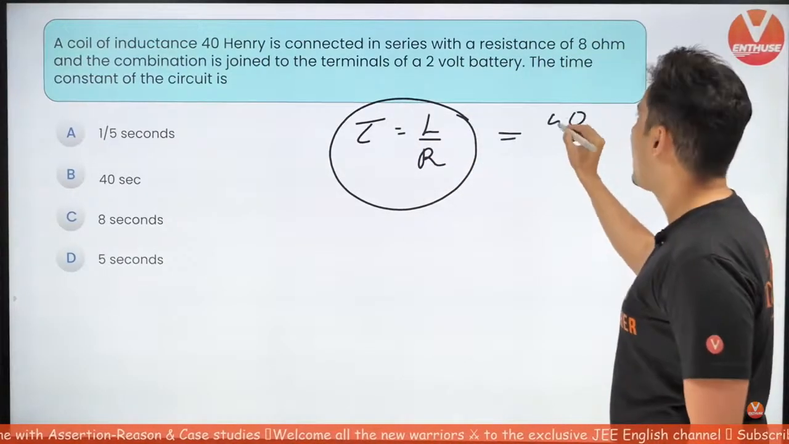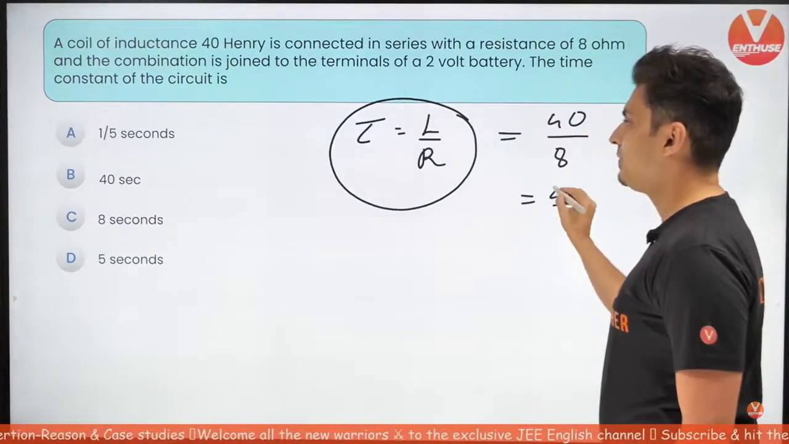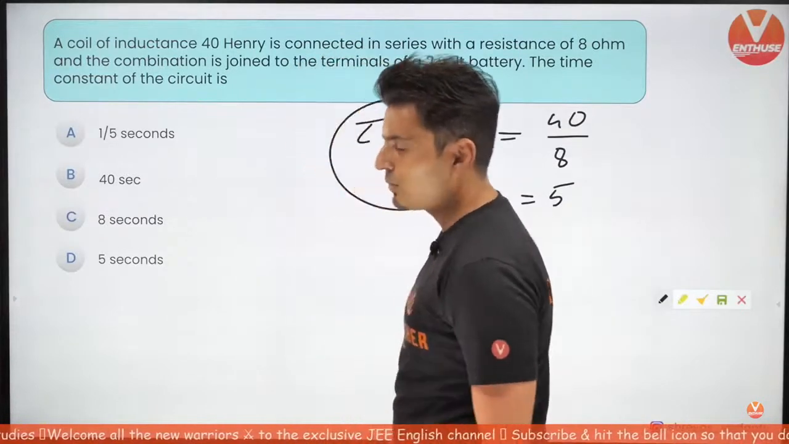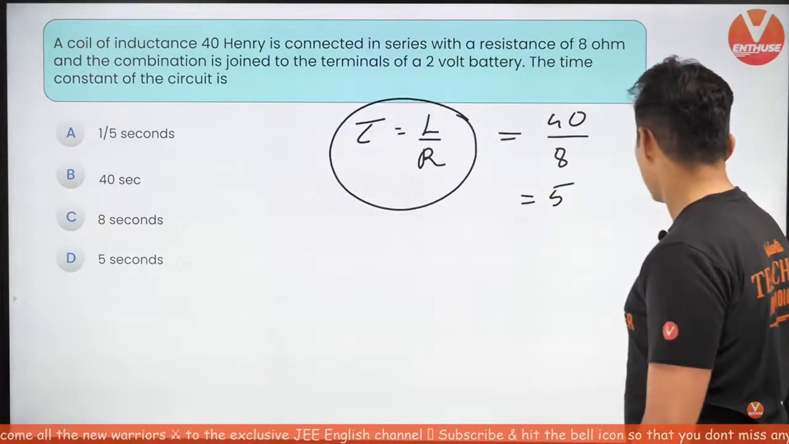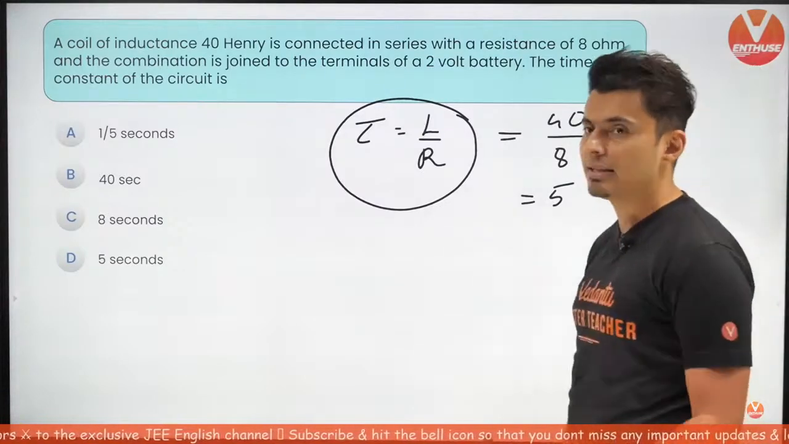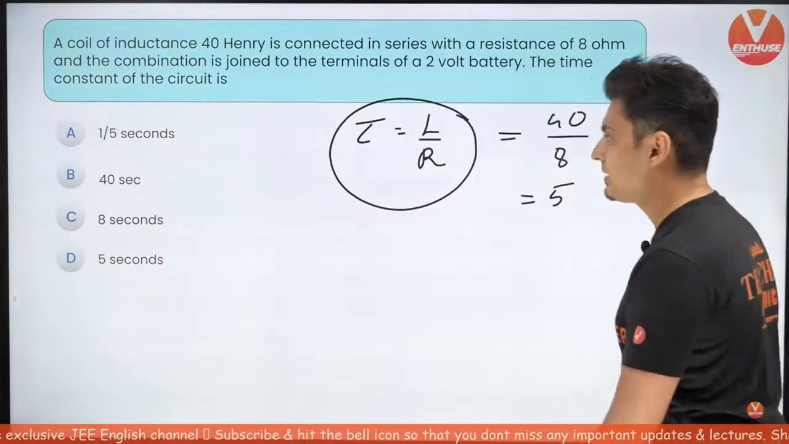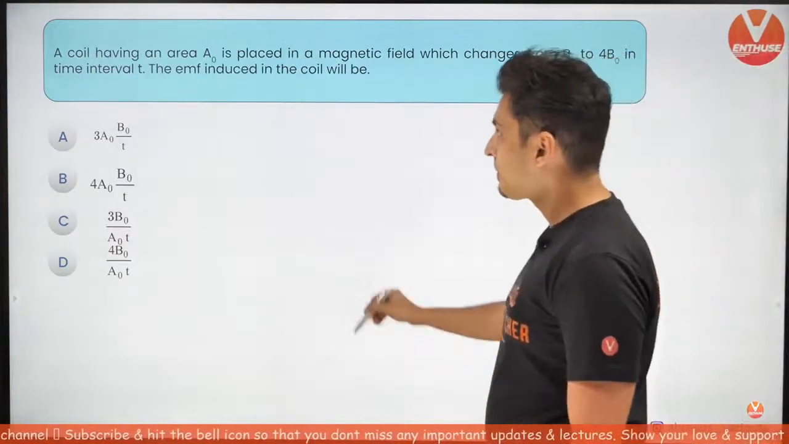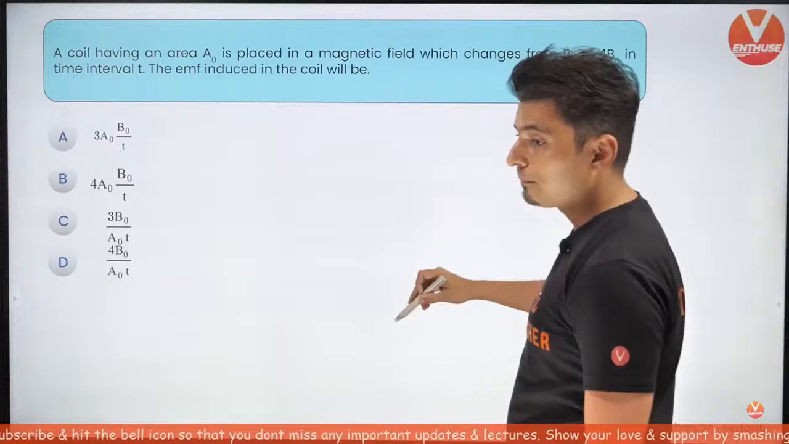L is 40, R is 8, this is just 5. So the answer is 5 seconds. Time constant is L by R. So keep this in mind. For LR circuits, it is L by R. For RC circuits, it is RC. Just RC. That's it. Very good. 5 seconds. Next question coming up on your screen.